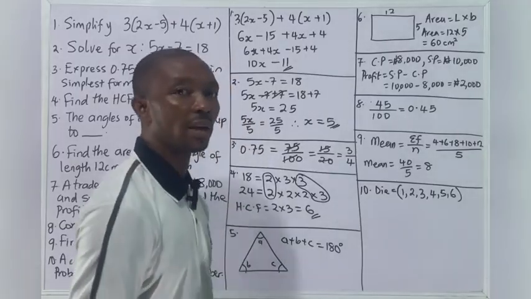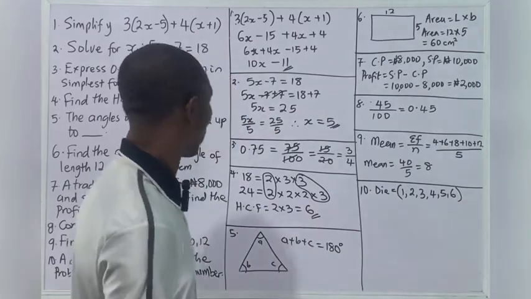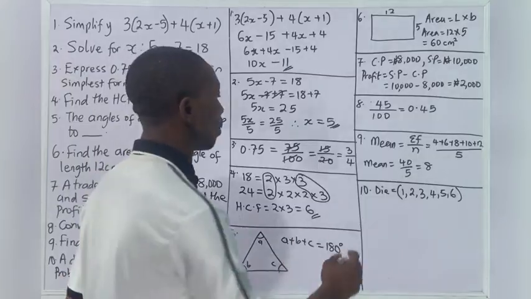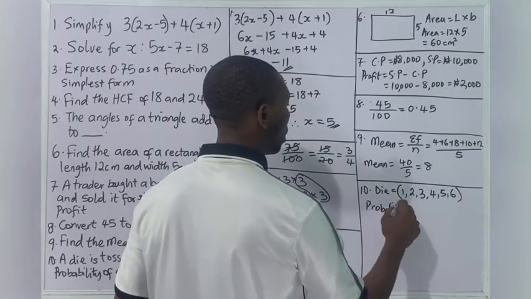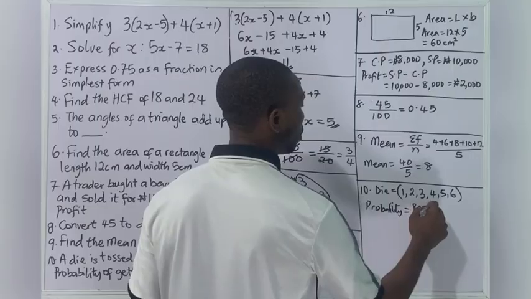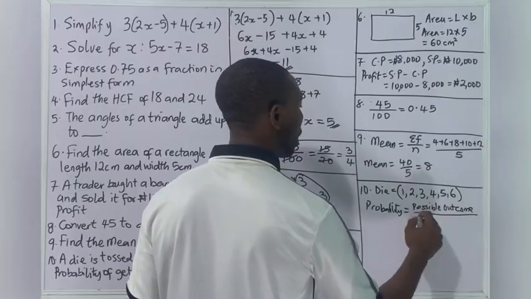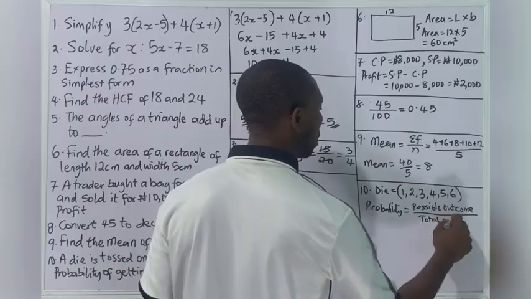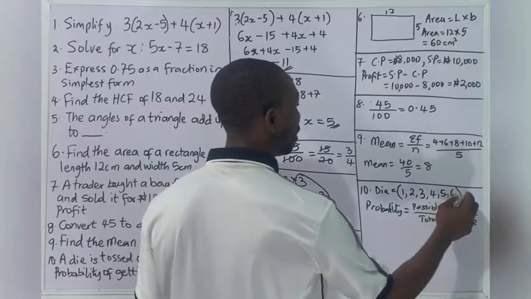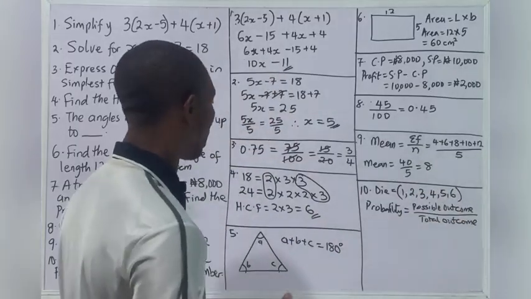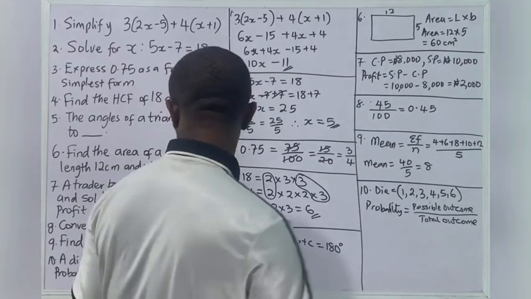All right, on our die, we have 6 faces, numbered 1 to 6. That means our probability equals possible outcome over total outcome. Now, in this case, our total outcome here is 6, since it has 6 faces. And now the possible outcome is our even number.